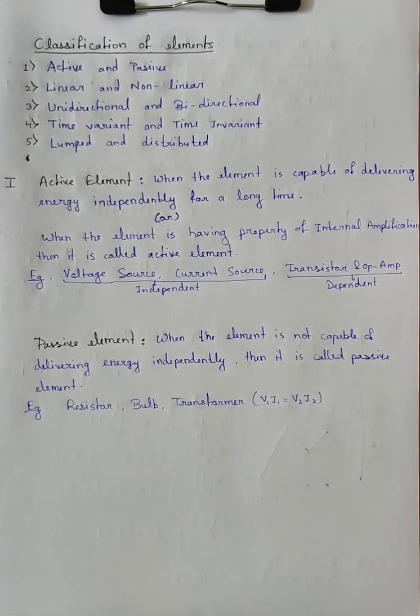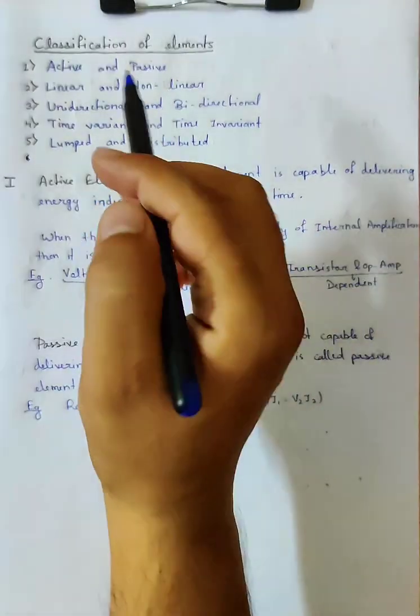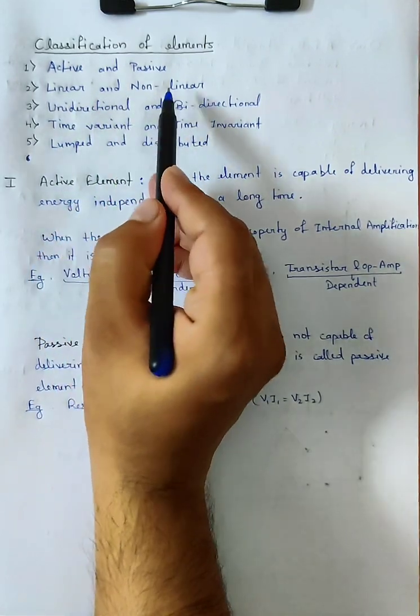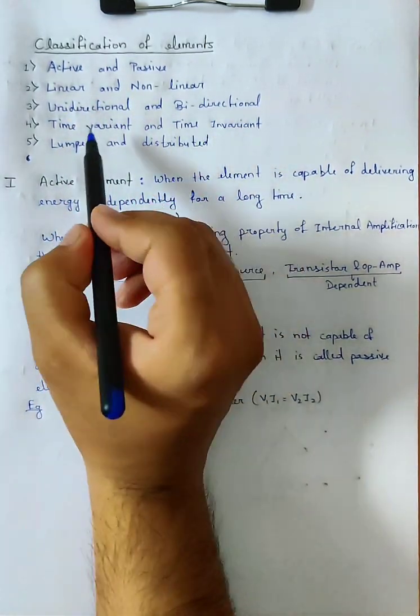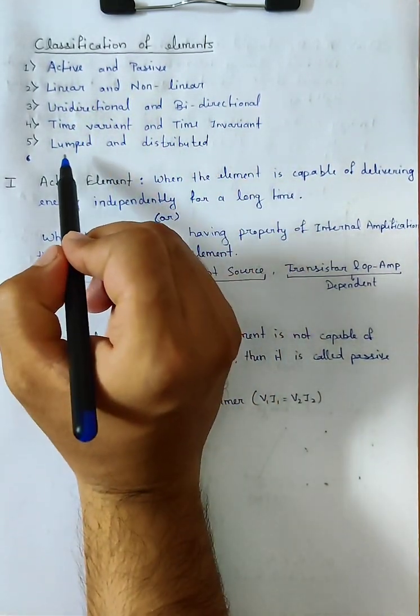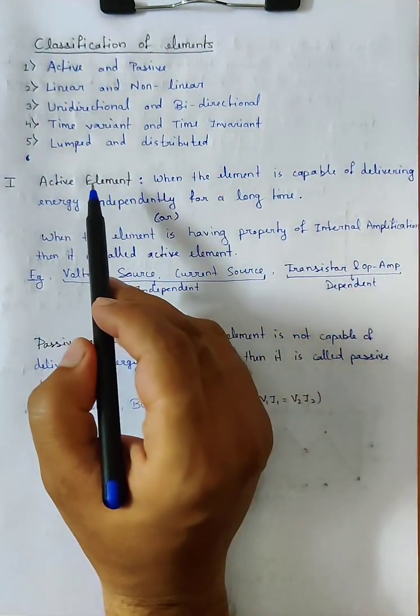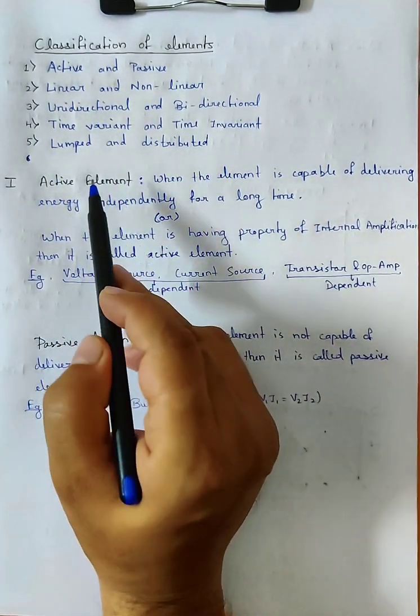Our next topic is classification of elements. Elements can be classified as active and passive, linear and non-linear, unidirectional and bidirectional, time variant and time invariant, lumped and distributed. First we'll take the classification of active and passive.